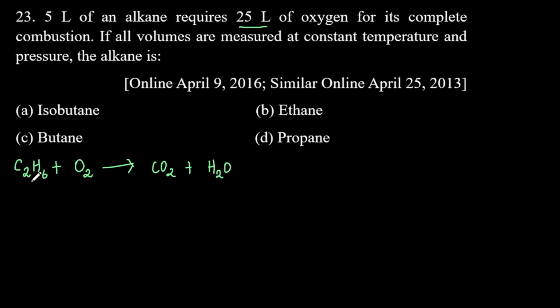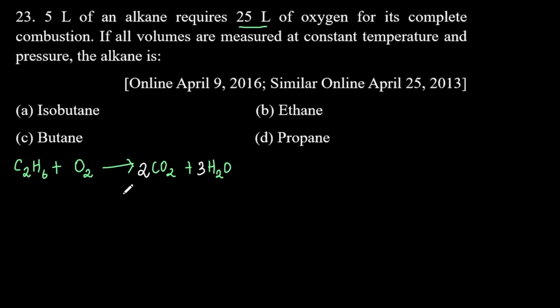First, you have to balance the number of carbon atoms. On the reactant side, you have 2 carbon atoms. On the product side, you have only 1. So you have to write 2 CO2. Then you have to balance the number of hydrogen atoms. On the reactant side, 6 hydrogen atoms are there. On the product side, only 2. So you have to write 3 H2O.